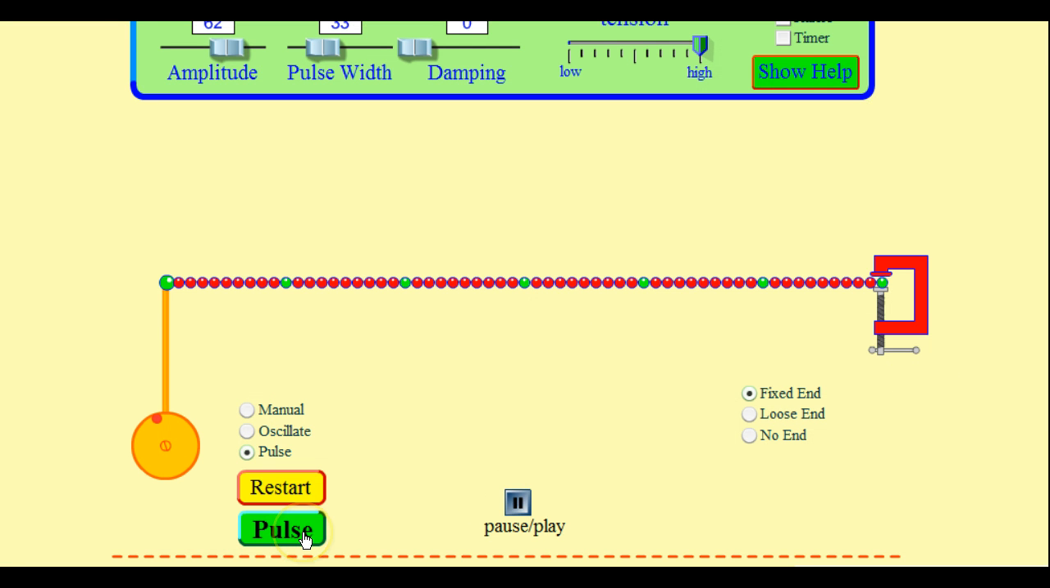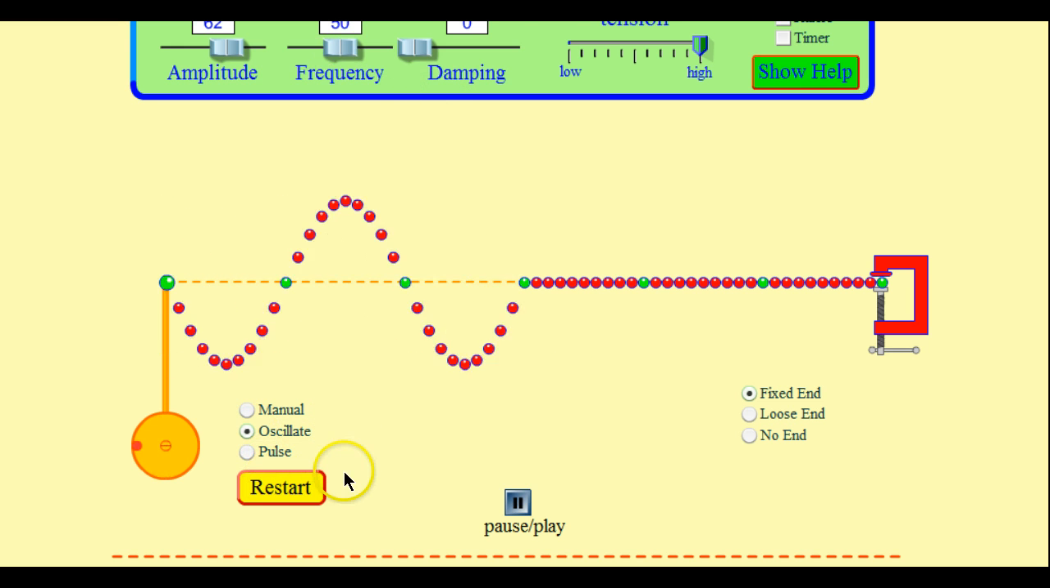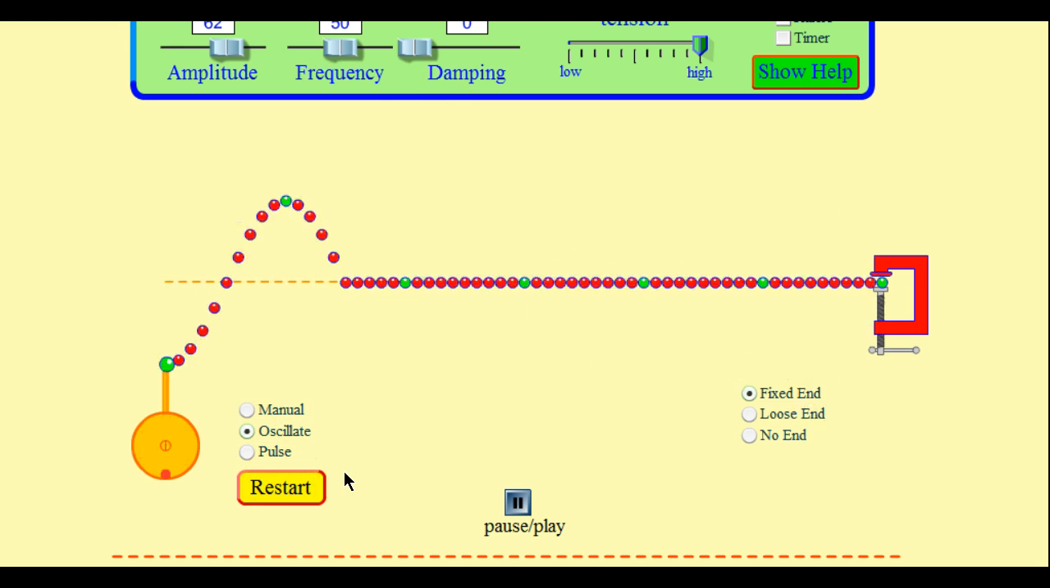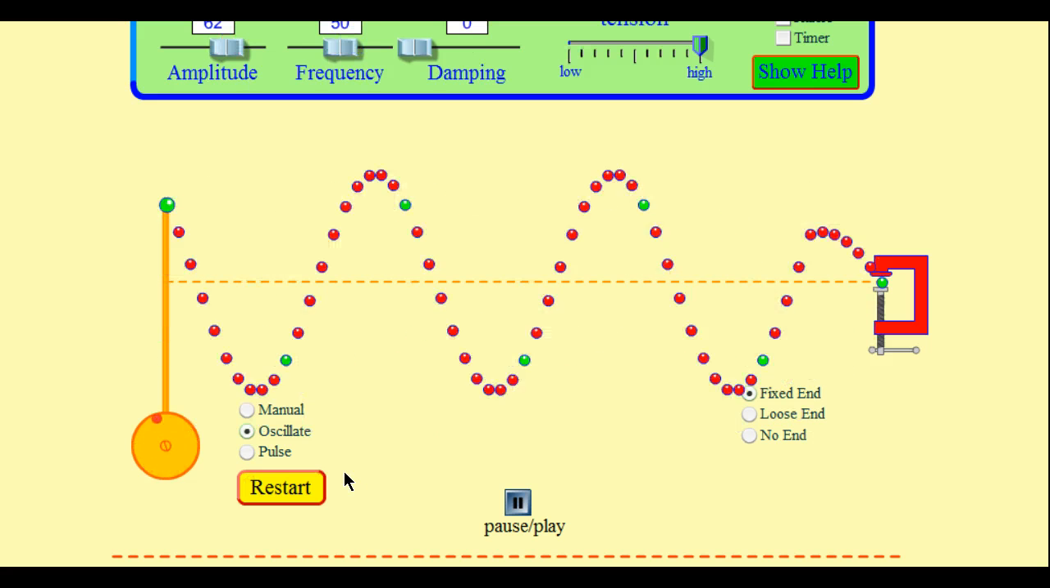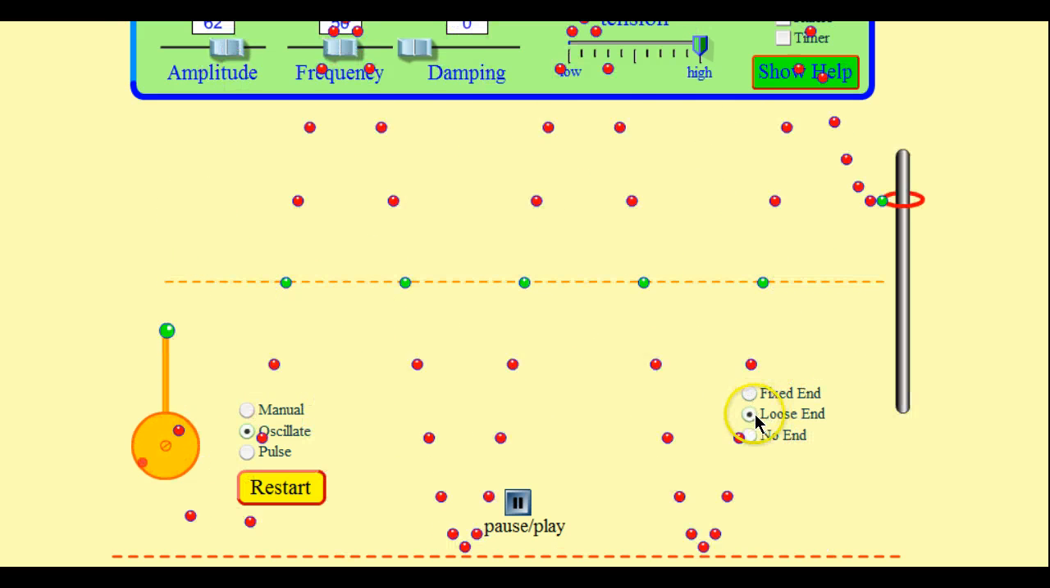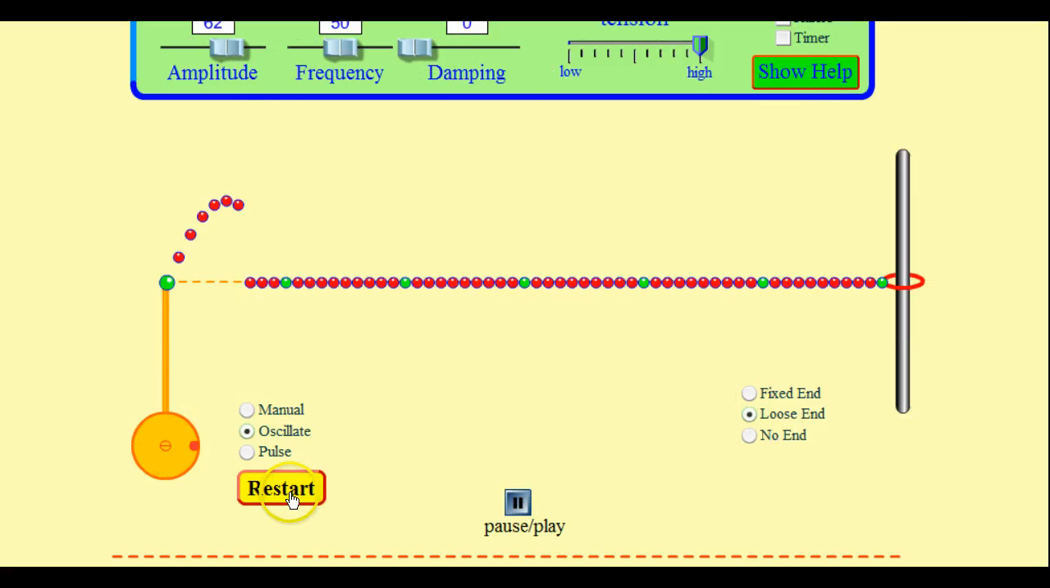So here's an example of making one pulse on a wave. If you watch the little green particles, they only move up and down. They don't move along with the pulse itself. Restart that. If I make it oscillate, then I get a consistent set of waves. Then when they bounce back, I get this type of end here.